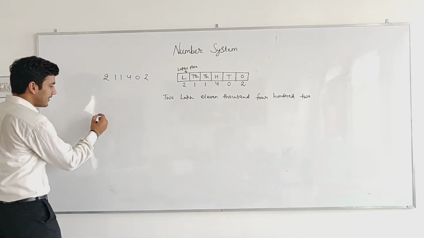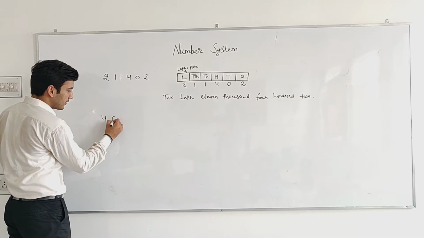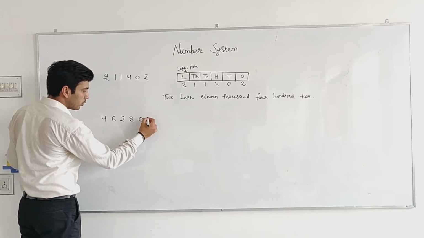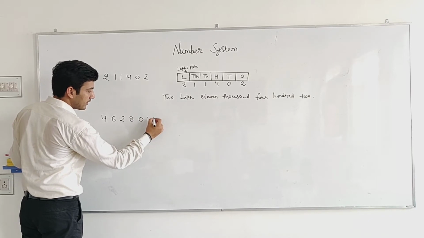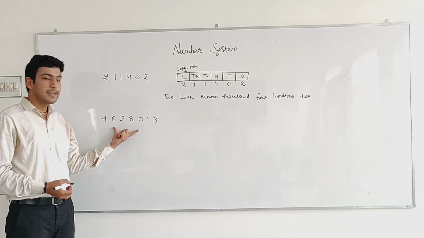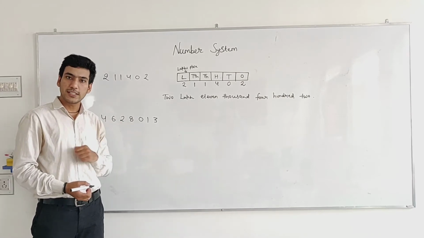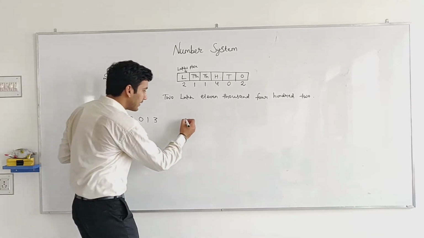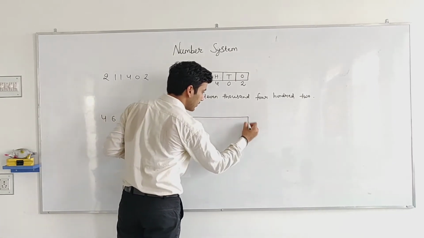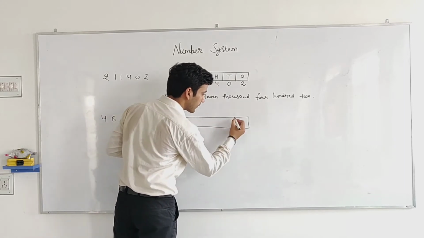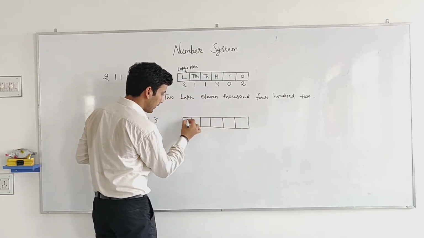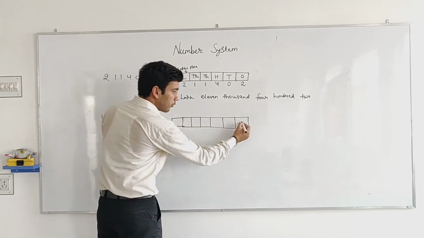Okay students, now 7-digit number. Now if I am writing a 7-digit number, 4, 6, 2, 8, 0, 1 and 3. This is a 7-digit number. Now if I want to represent this number on place value chart, then how I will represent it? First we have to draw the place value chart of 7 digits. So draw it. Now what are the places?